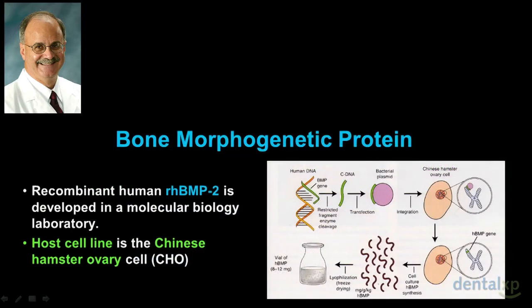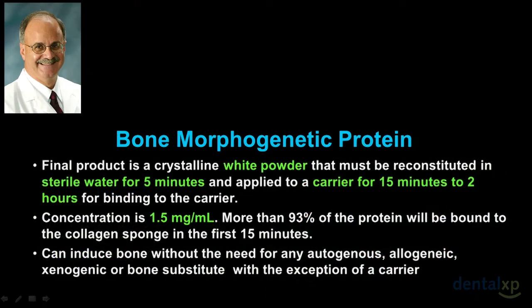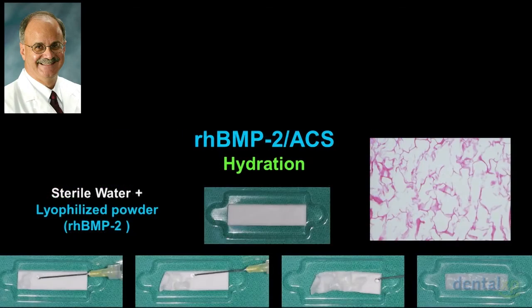Now, if we look at BMP by itself, believe it or not, it's made in a hamster ovary. That's really the origin of it, this recombinant protein. And by a series of processes, it's freeze-dried or lyophilized, if you will. It's reconstituted with sterile water. The concentration is the same. It's a 1.5 milligram concentration.